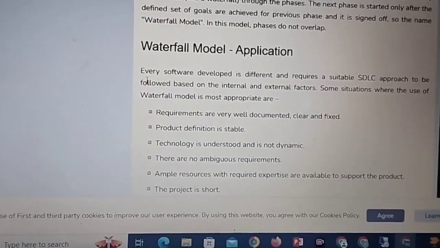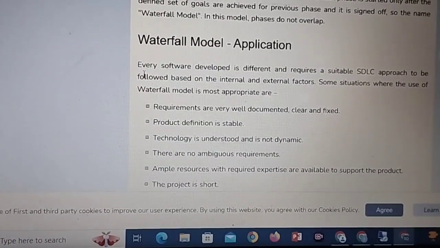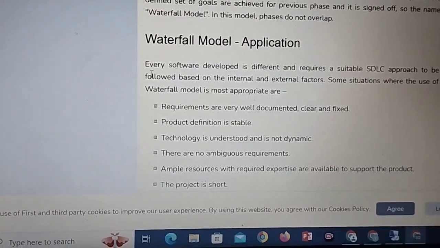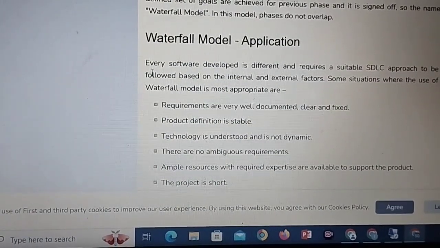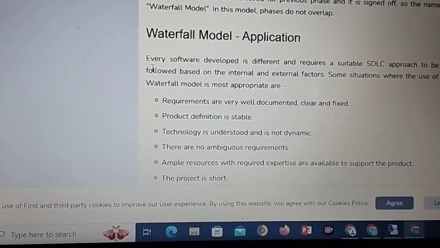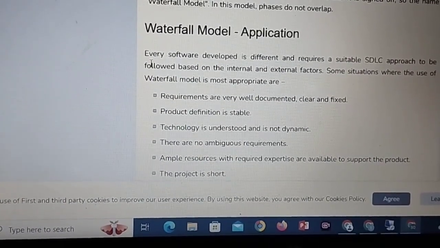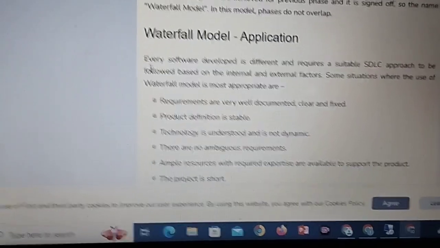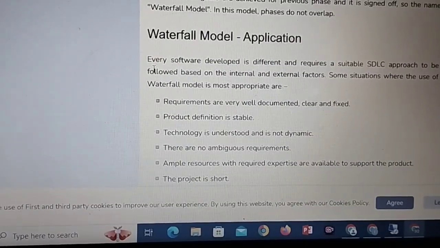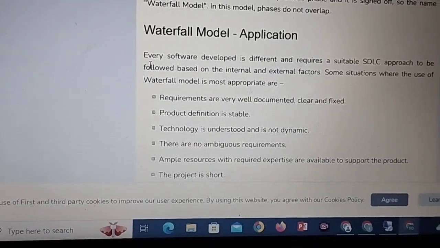Waterfall model application. Every software developed is different and requires a suitable SDLC approach to be followed based on internal and external factors. Some situations where use of the waterfall model is most appropriate are when requirements are very well documented, clear and fixed, product definition is stable, technology is understood and is not dynamic, there are no ambiguous requirements, ample resources with required expertise are available to support the project, and the project is short.